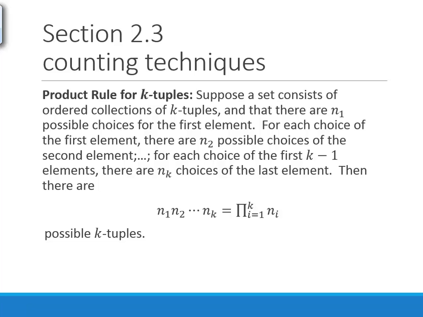And our general rule for ordered k-tuples is that if there are n1 choices for the first element, and for each choice of the first element we have n2 possible choices for the second element, and so on all the way down to nk choices for the last element, then the total number of possible k-tuples that you can get is just the product of all those numbers. So n1 times n2 times ... times nk. So if you want to find the number of k-tuples you can have, that's how we do it.